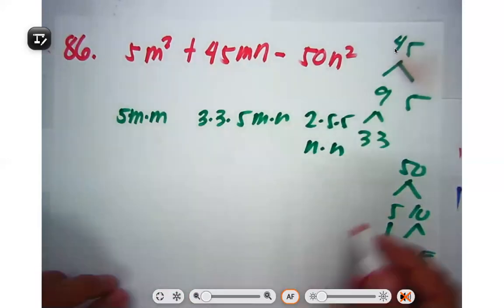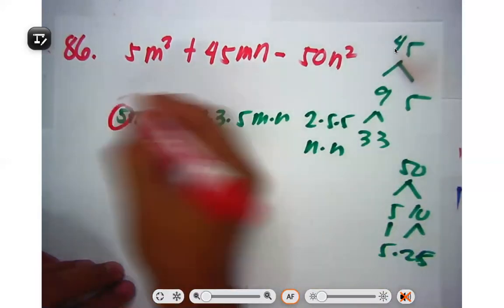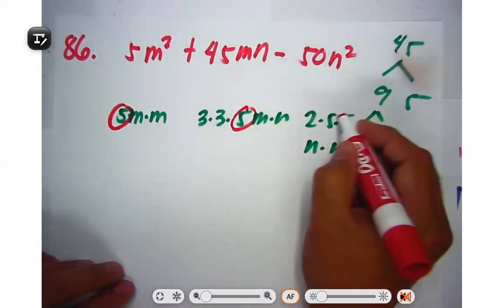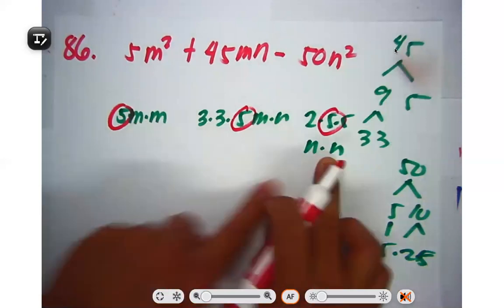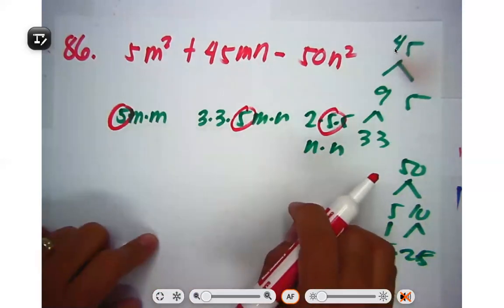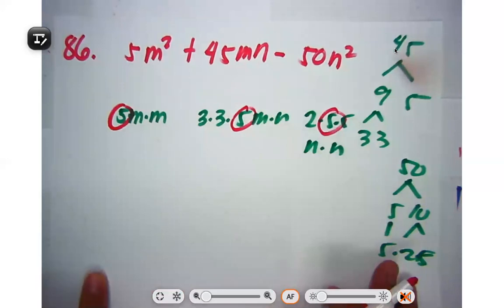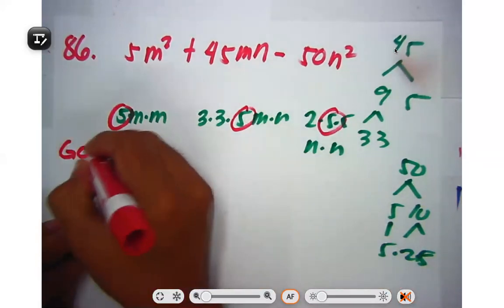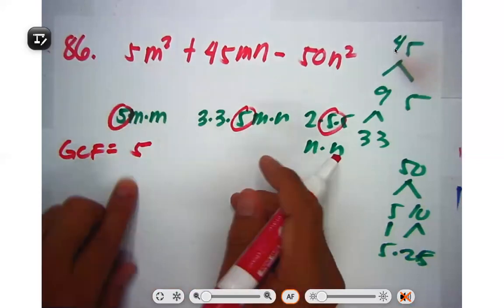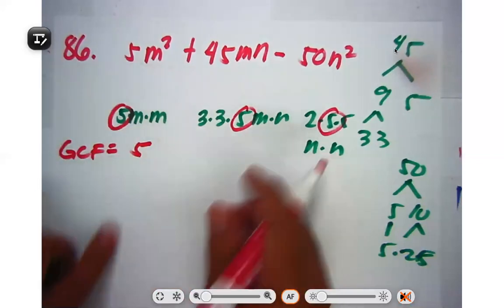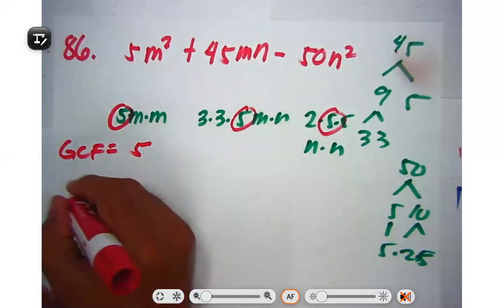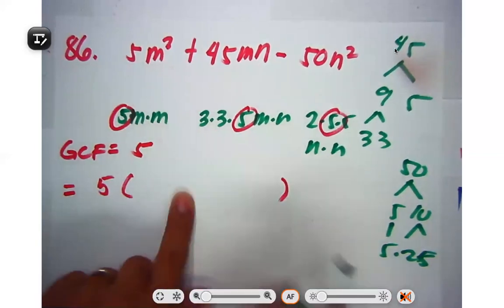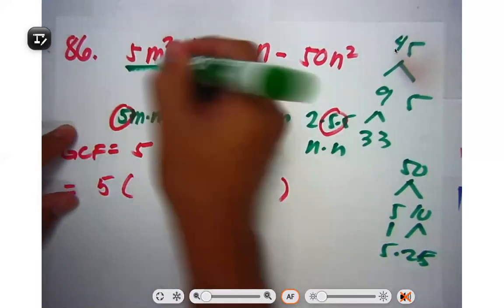All right. So which one is common? Only 5. How about variables? Do you have a common variable? Well, m is not present in the last term, so there is no common variable. Our GCF is 5. What's the sign? Let's look at the sign here. It's positive. So our GCF is 5. We can now write 5 as one of the factors. In order to get the rest, we need to divide the polynomial by 5.